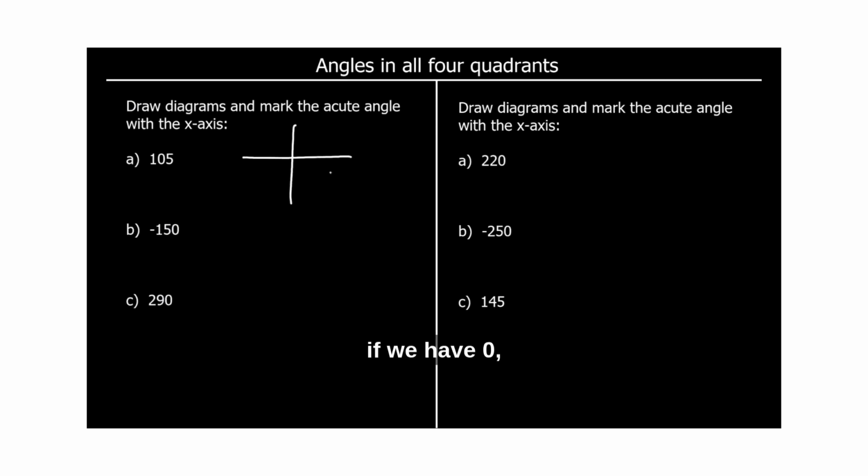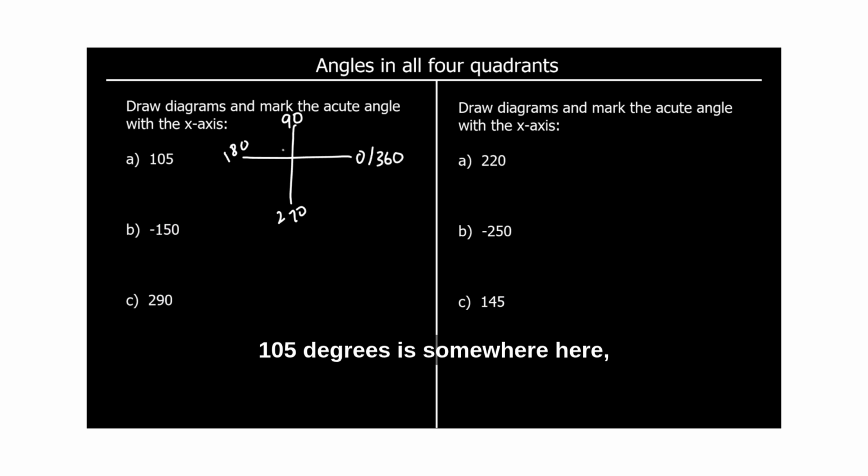So if we have 0, 90, 180, 270, 360, we've got 105 degrees. 105 degrees is somewhere here between 90 and 180. We're interested in the acute angle with the x-axis. We're interested in this angle here. So 180 to 105, that is 75 degrees.